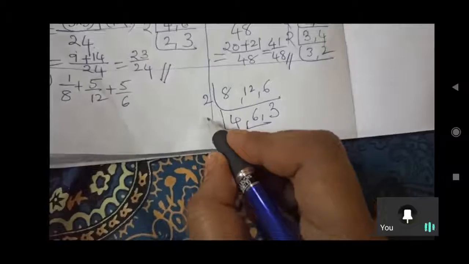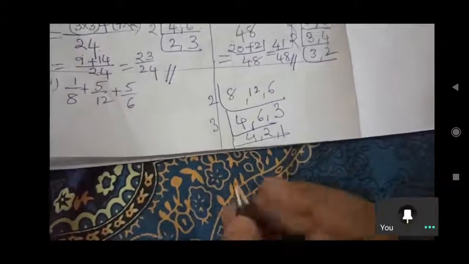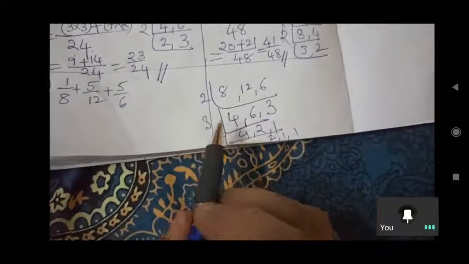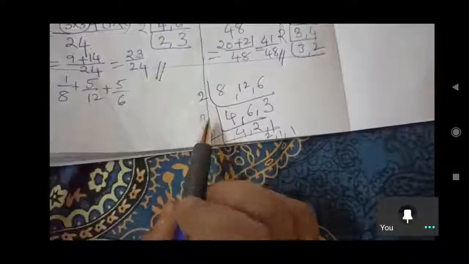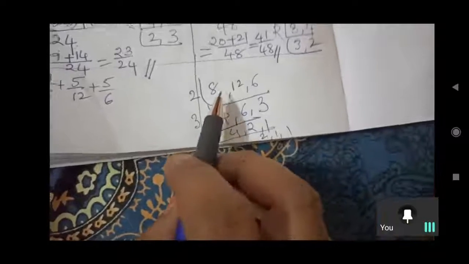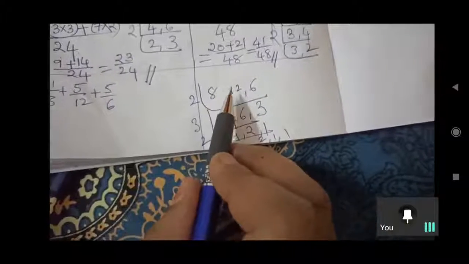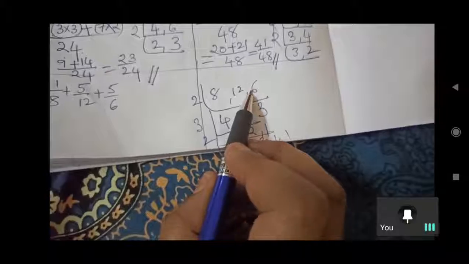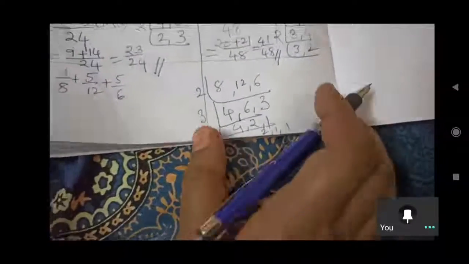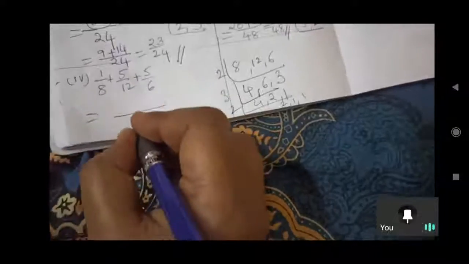Next one, with the 3 table I am taking. 4 2 1. Next with the 2 table we can do 2 1 1. So 3 2s are 6, 2 3s are 6, 6 2s are 12, 12 2s are 24. Yes, 24 will come, not 48. Why? Because 8 3s are 24, 12 2s are 24, 6 4s are 24. For all of these, 24 is common. So we got 24 here.